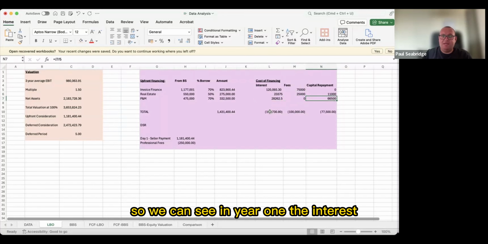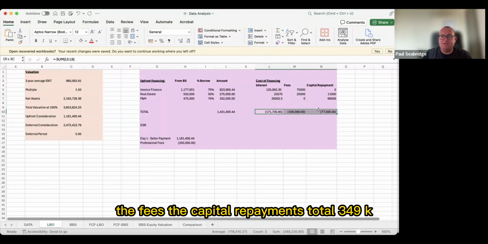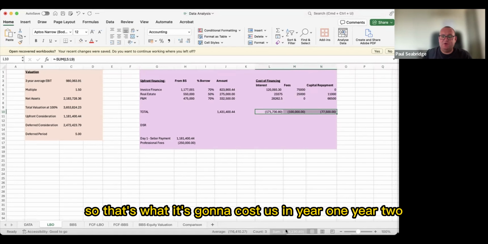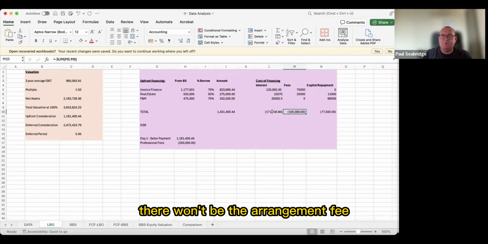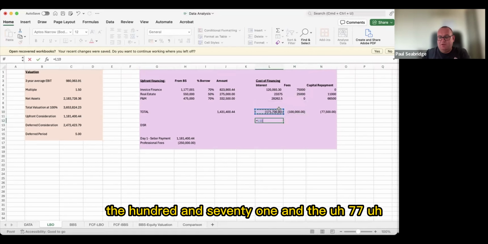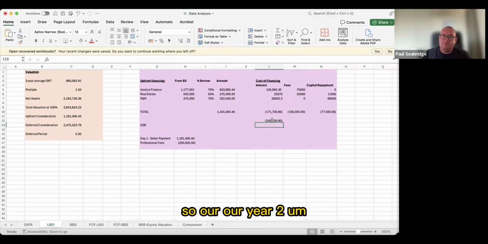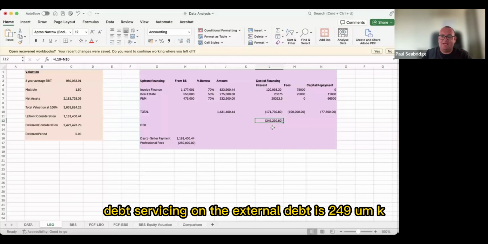So we can see in year one, the interest, the fees, the capital repayments total 349k. So that's what it's going to cost us in year one. Year two, there won't be the arrangement fee, so it's just going to be the 171 and the 77. So our year two debt servicing on the external debt is 249k.